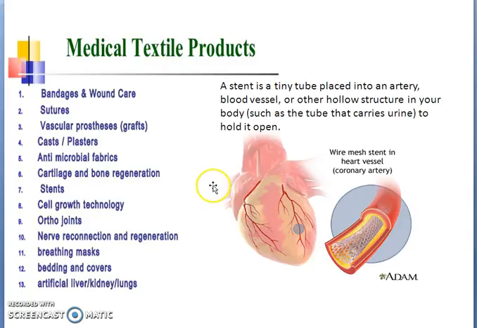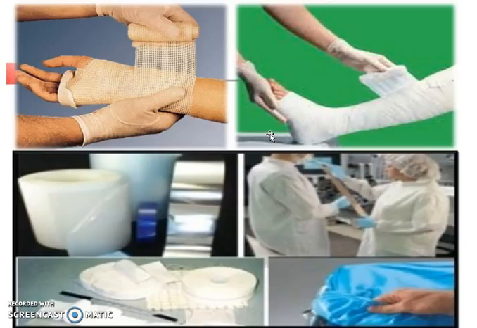So the medical textile products are bandages, wound care, sutures, vascular prostheses, plasters, antimicrobial fabrics, cartilage and bone generation, stents, cell growth technology, orthojoints, nerve reconnection and regeneration, breathing mask, bedding and covers, and artificial kidney. So here is an example of stent implantation. A stent is a tiny tube placed into an artery, blood vessel or other hollow structure in our body, such as the tube that carries urine, to hold it open. So these are the examples.